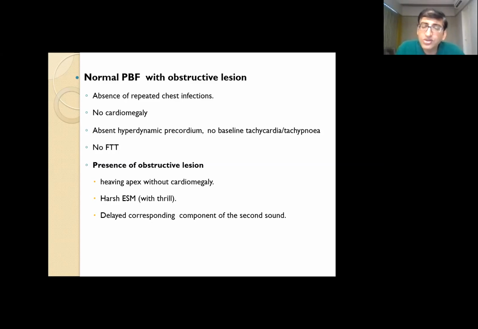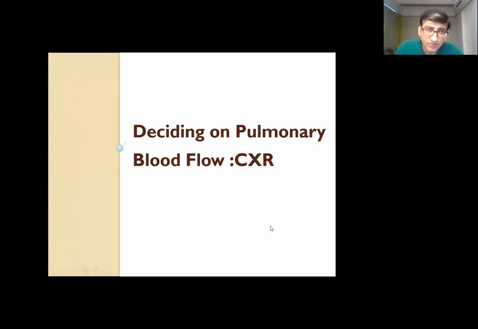Second heart sound has two components, A2 and P2. If A2 is delayed, then the A2-P2 interval will be narrowed down, or it will become a single second heart sound in case of aortic stenosis. In case of pulmonary stenosis, A2 is followed by P2, P2 will be delayed, and hence the A2-P2 interval will be widened. So it will be wide splitting of the second heart sound in case of pulmonary stenosis. So the delayed corresponding component of the second heart sound will be appreciated.